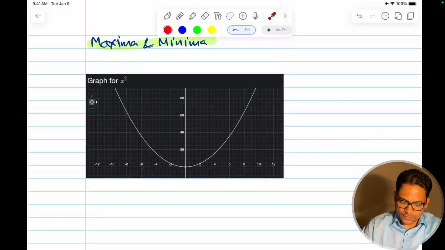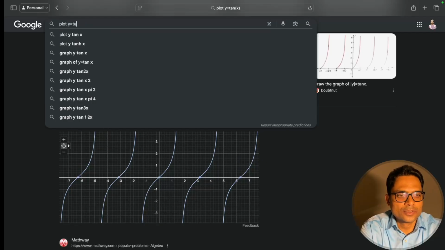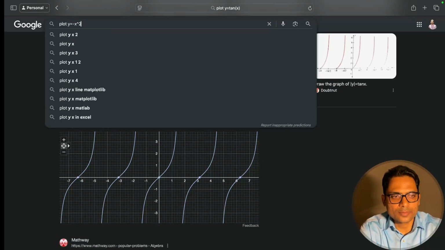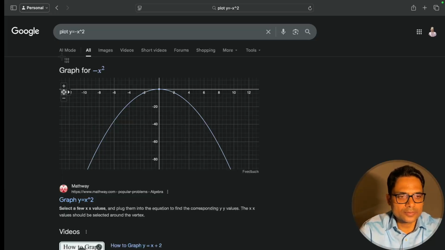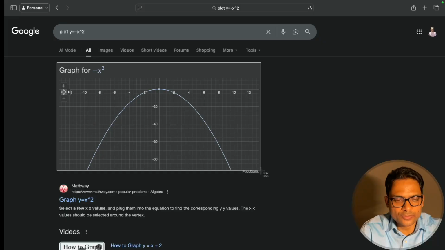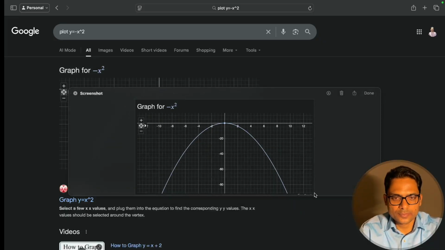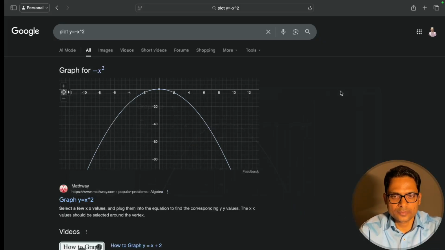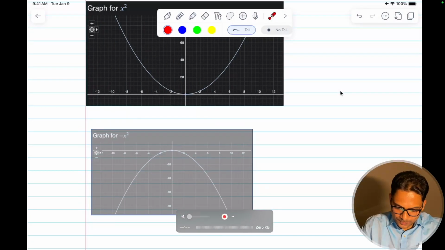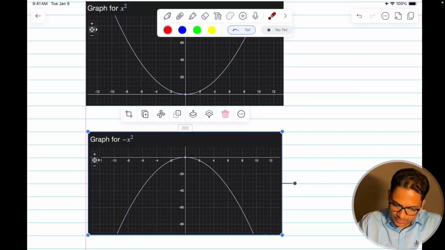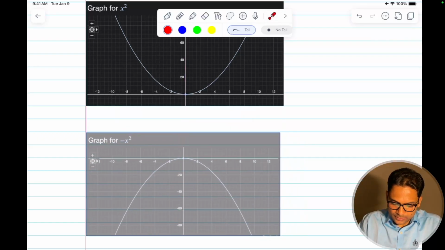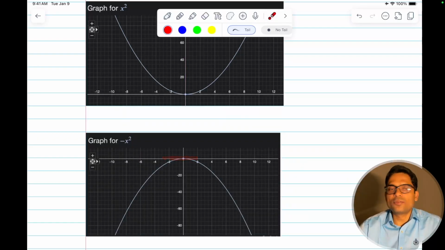So for this function, and similarly if I have a different graph, say for example plot y is equal to minus x square, the curve will be just reversed. So this will be the reversed parabola. This is the curve. Similarly, for y equal to minus x square, the curve is just reversed.